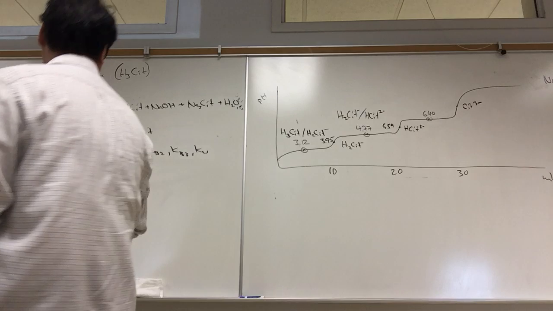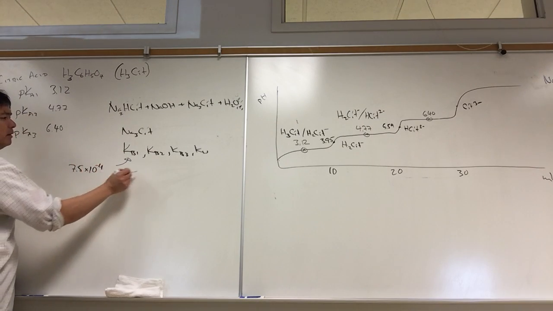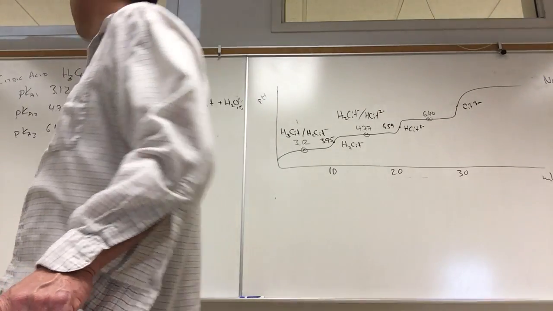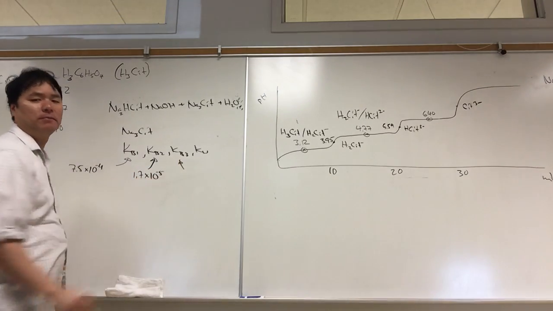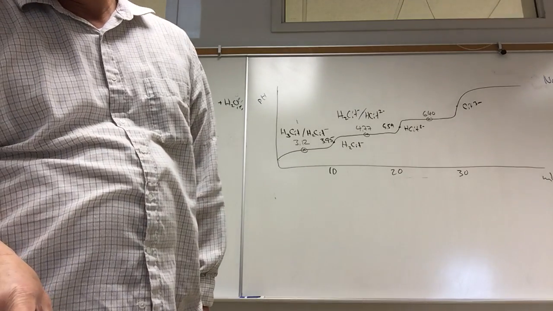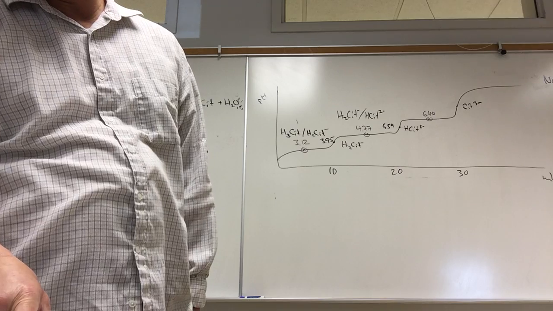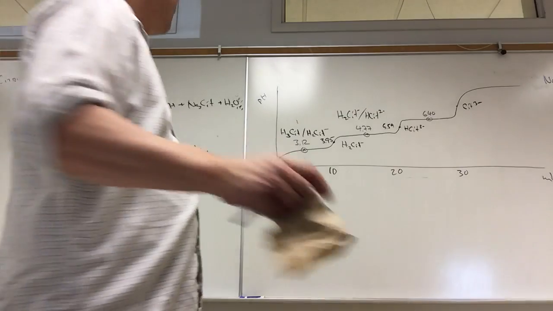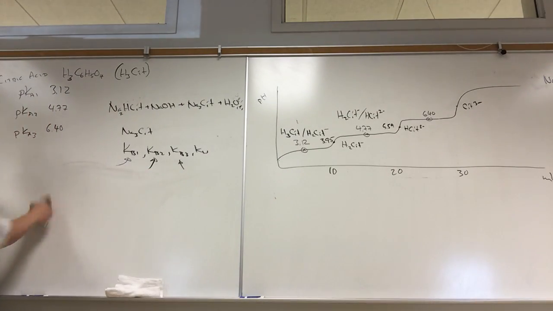7.5 times 10 to the minus 4. So Kb1 is 7.5 times 10 to the minus 4. Kb2 is 1.7 times 10 to the minus 5. Kb3, oops, no, sorry, I made a mistake. These aren't the Kbs, these are the Kas. I need to calculate the Kbs, so let me go ahead and calculate the Kbs and see what they are.